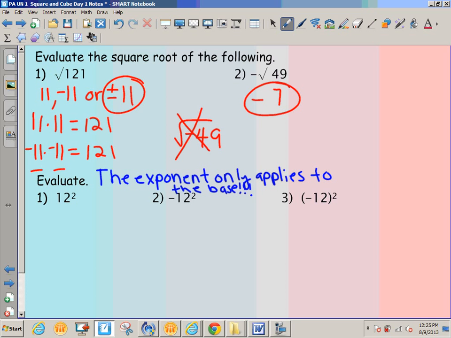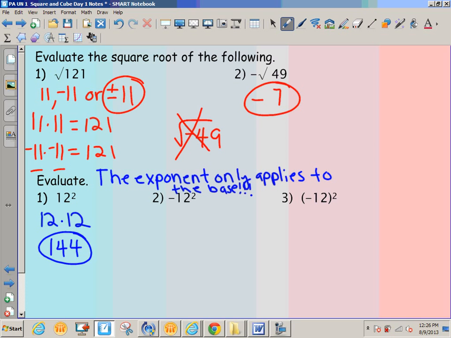Number 1 says 12 squared. Well, I know that 12 squared means 12 times 12, and that is going to be 144. Would I want you to show your work? Yeah, absolutely. Show me, what does 12 squared mean? Well, 12 squared means 12 times 12, which is 144.